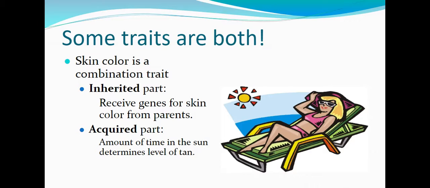Now, some traits can be both. All right. Where would we be if this wasn't confusing? We have to confuse you at some point. Some traits can be both. For example, skin color. Skin color can be inherited from a family member, but it can also be acquired, meaning you can go to the beach and get a suntan and your skin can darken. Okay. That doesn't mean that you inherited that from a family member. That means you went to the beach and got a suntan. That was acquired.